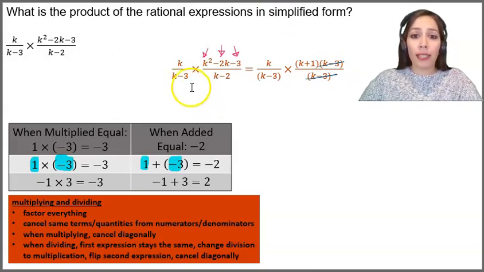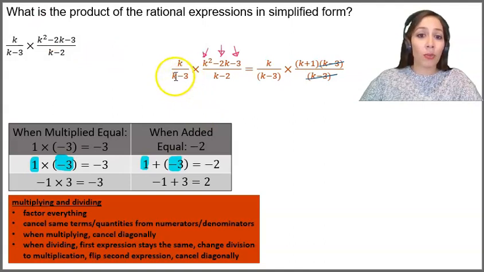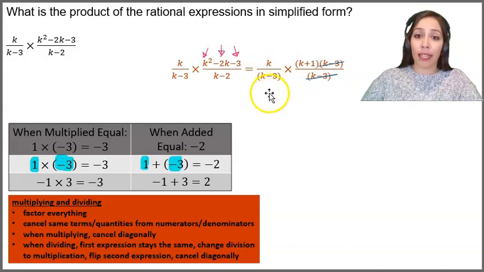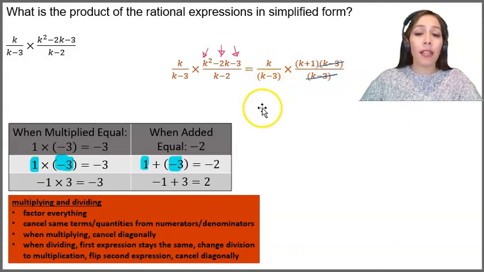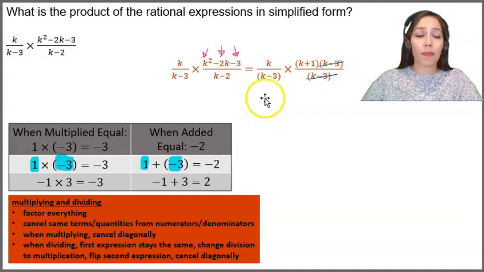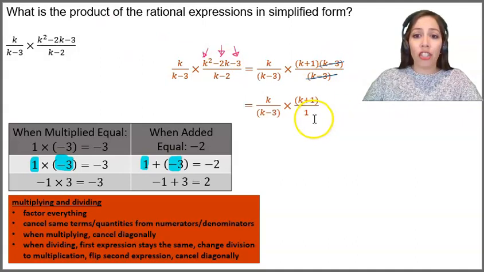Now you will notice that in the original problem, the k minus 3 in the denominator did not have parentheses. I added those parentheses because that helps me realize that that is a quantity. If I didn't have those parentheses there, I might accidentally cancel out this k and this k, which are not the same thing because this is k minus 3. It's an entire quantity. So that's why I put the parentheses there, and I would suggest you do the same thing. After I've canceled out up and down, I'm going to just rewrite it.